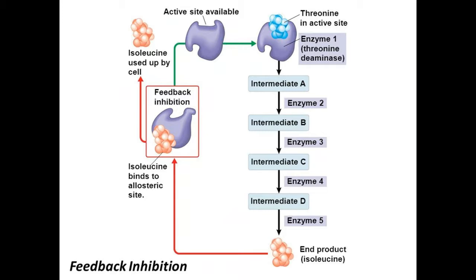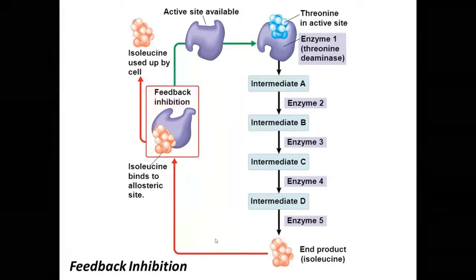So in order to make this blue thing orange, we have to go through assembly line A, B, C, and D to get to our end product, all right? But when we get to the end product, we're done. We don't need to make any more. So we need to turn this whole process off, right? So the way we can turn it off is this end product can go back and say, hey, stop, go back to this original purple enzyme and say, stop what you're doing and don't keep making this until we need it again. So this is called feedback inhibition.